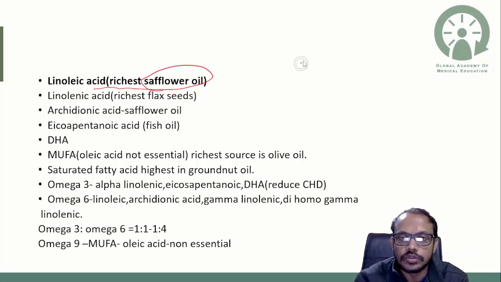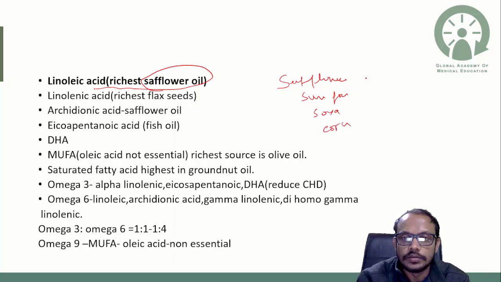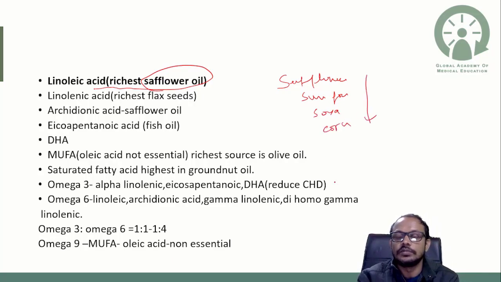The most unsaturated oil is safflower oil. Unsaturation is a good thing. Okay. Safflower, then sunflower, then soya bean, then corn oil. This is the order of unsaturation.